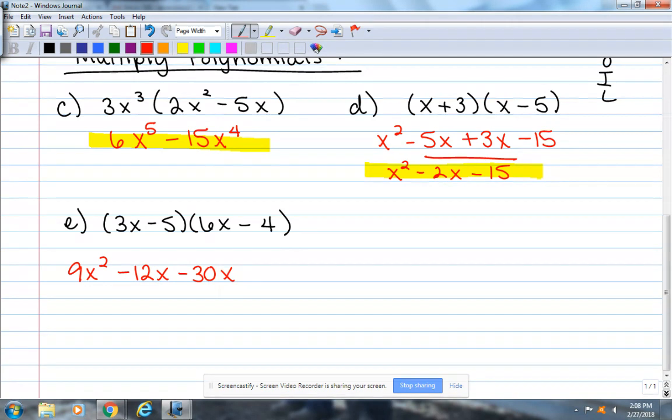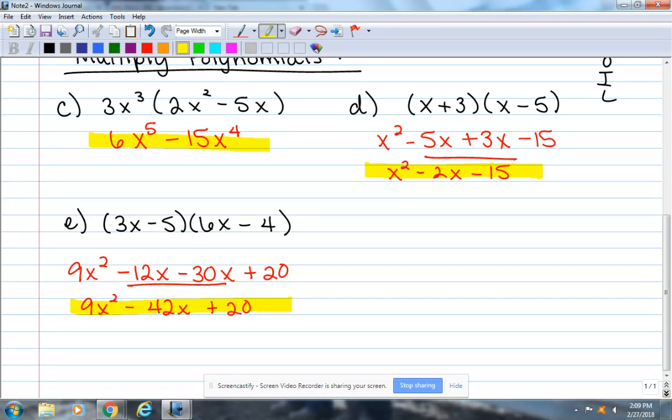Good. So any questions on that multiplying? And you add them together. Combine your like terms. What's negative 12 plus negative 30? Negative 42. So it's 18x squared minus 42x plus 20. And that's your answer. After you combine like terms, you're done. Any questions on that? A binomial times a binomial. Like you said, if FOIL helps you remember it, do FOIL. If you can distribute both times and get it, that's fine.